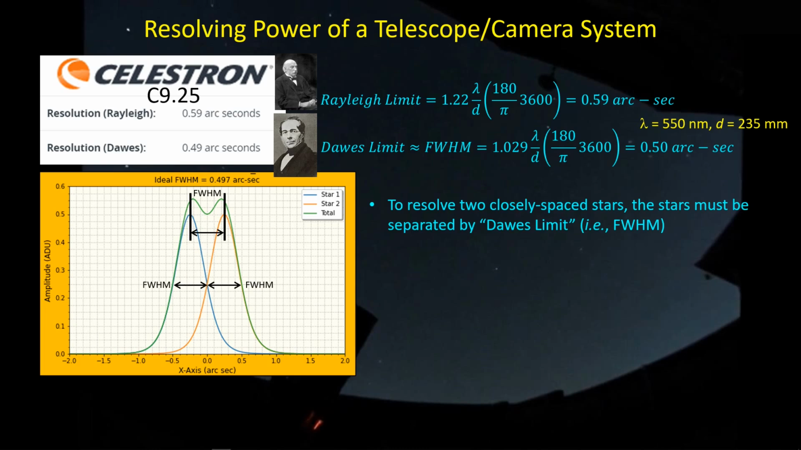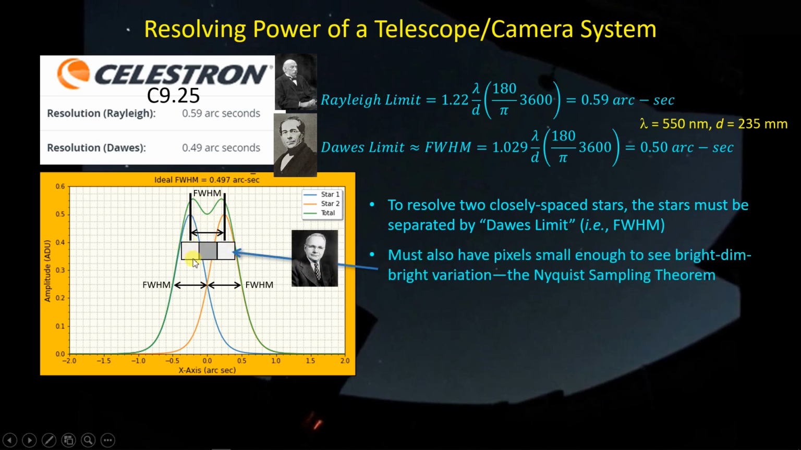So if we actually want to see two separate stars, we've got to have a pixel showing us a bright spot, we've got to have a pixel showing us a dim middle spot, and we've got to have a pixel showing us the bright spot of the second star, which means our pixels have to be small enough to capture this separation. And this is where the Nyquist sampling theorem comes in.